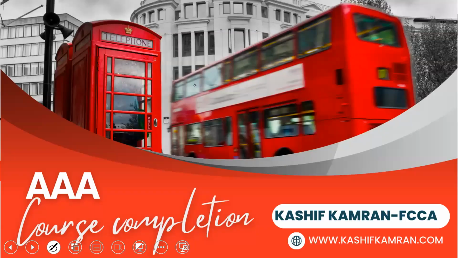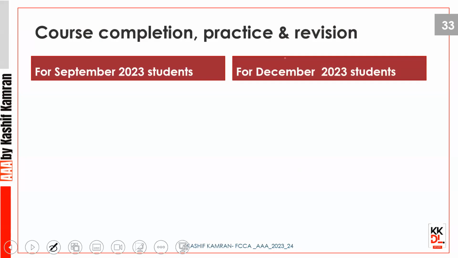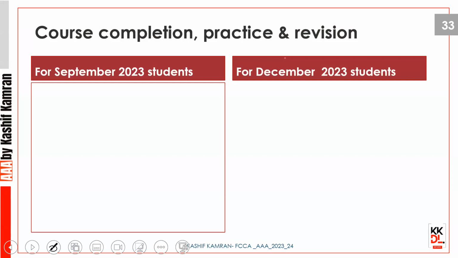Okay, now finally, course completion. By when should you complete the course? That's a big question. Now, this is what I suggest. For September 23 students and for December 23 students, because the orientation is for both, for September 23 students first, complete the course till 16th August. Yes, there could be plus 3-4 days. You might complete it by 20th, even that is fine. Don't delay beyond 20th. So take a timeline.